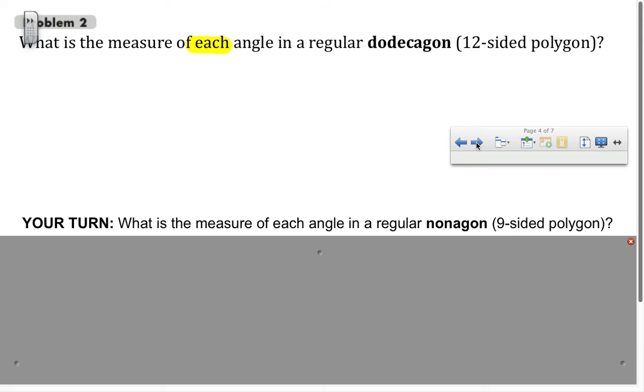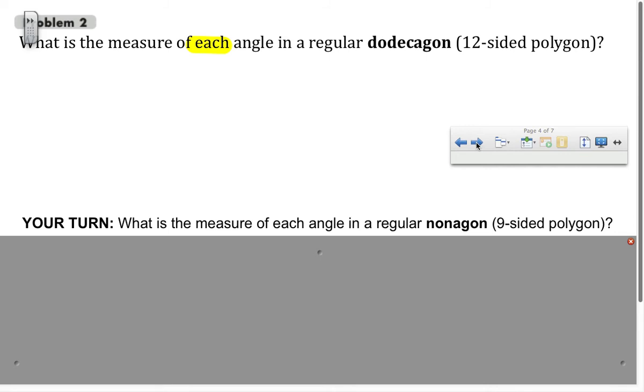To be clear, ladies and gentlemen, on a test or quiz, if I'm asking you for the measure of each angle of a heptagon, please don't raise your hand and ask me how many sides a heptagon has. You're expected to know that. Lily, you had a question. Dodecahedron, anything ending in hedron means it's 3-dimensional. So dodecahedron means it has 12 faces.